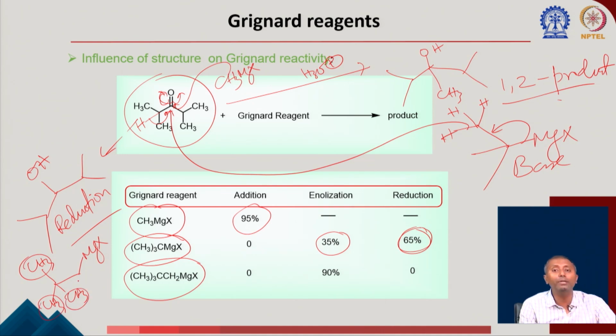As you see, you need a beta proton for the hydride transfer to happen. But there is no beta proton here. So that's why this can only participate in enolization. That's why you can see 90% enolization happening with this, but there is 0 reduction.